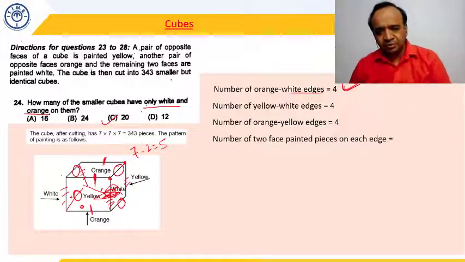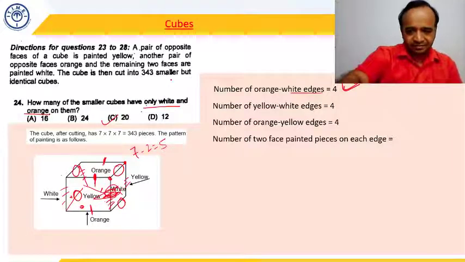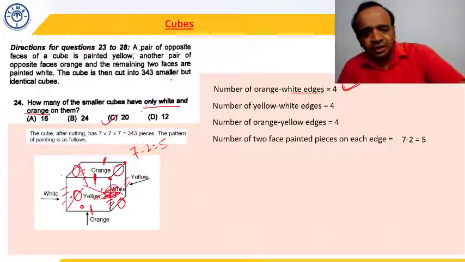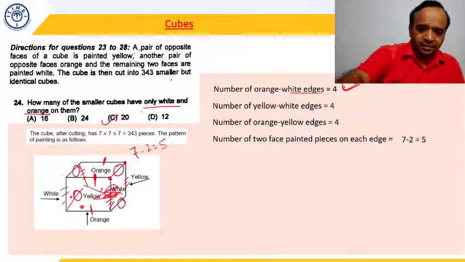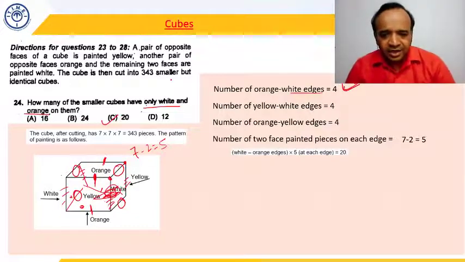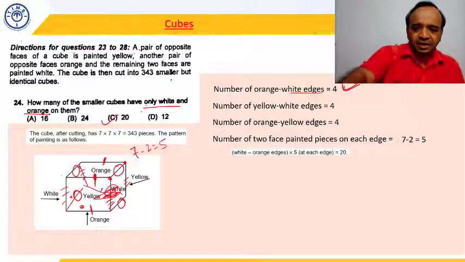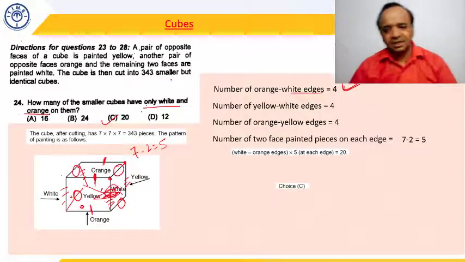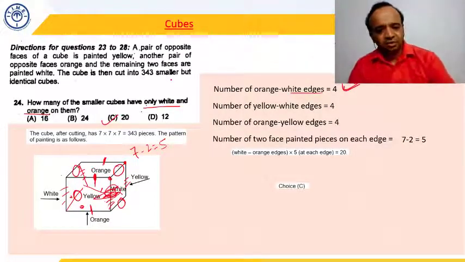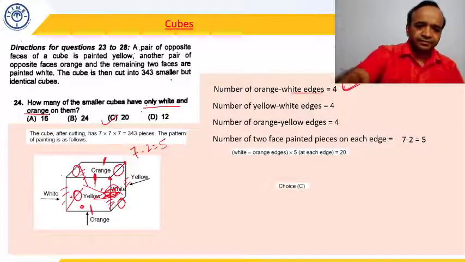So now again, number of 2 face painted pieces on each edge in this case is 7 minus 2, that is equal to 5. Hope this is clear. Now white orange edges into 5 at each edge. So number of white orange edges is how much? 4. 4 into 5, that is equal to 20. And the answer for this question is C. I hope this is clear. Now move on to the next question.